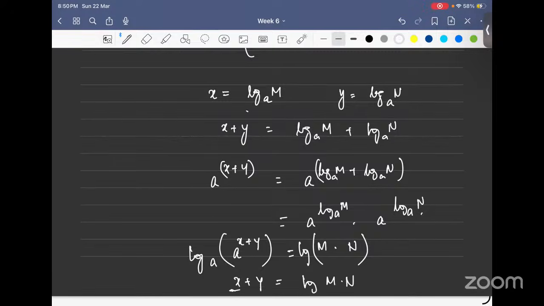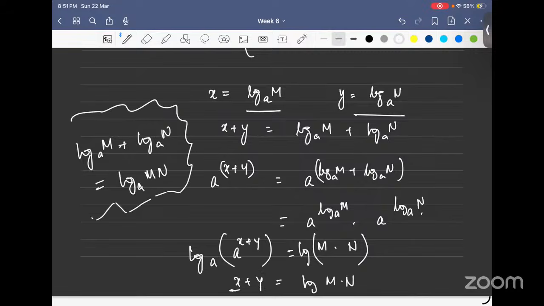X is what? This, right? And y is this one, right? So you'll have log of m base a plus log of n base a equals log of mn base a. Correct? Is this clear? Yes, sir. It is clear.